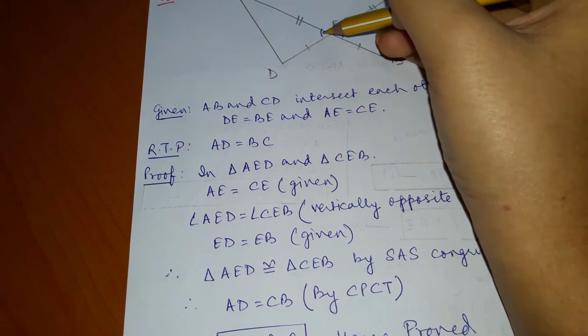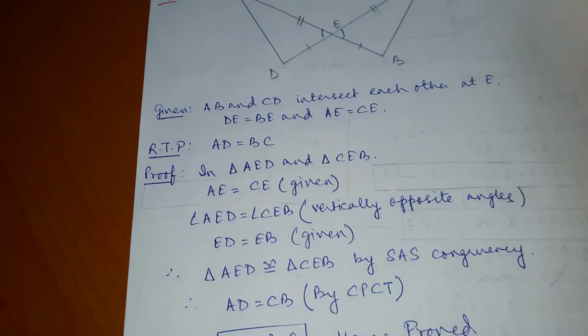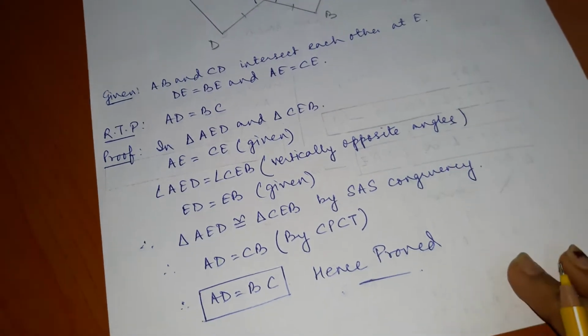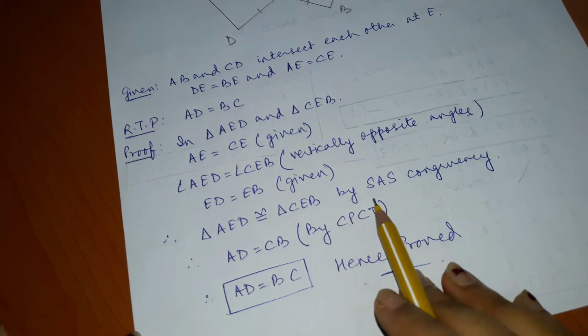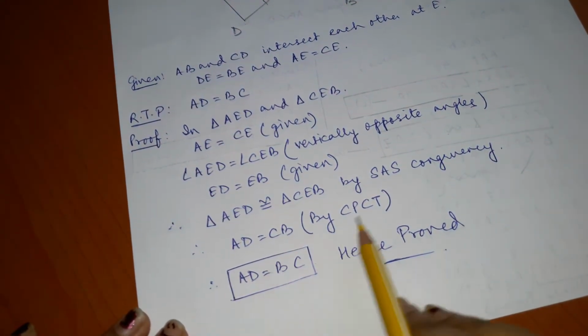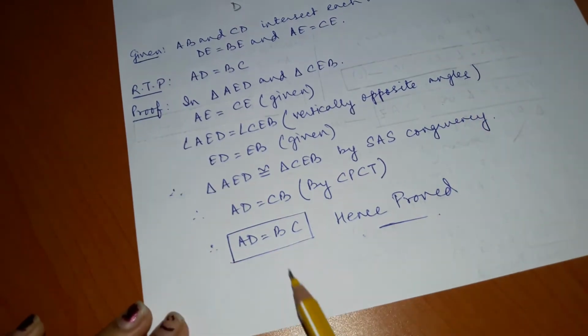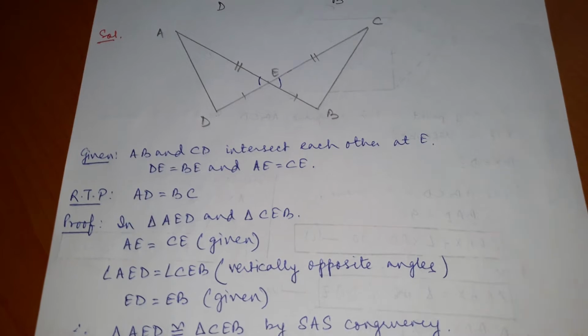So see, side, and this angle is the included angle. It means that this is our SAS congruency. So we can say triangle AED is congruent to triangle CEB by SAS congruency. So clearly AD equals CB by CPCT. So the required to prove statement is AD equals BC, hence proved. Very simple proof, just have a look.